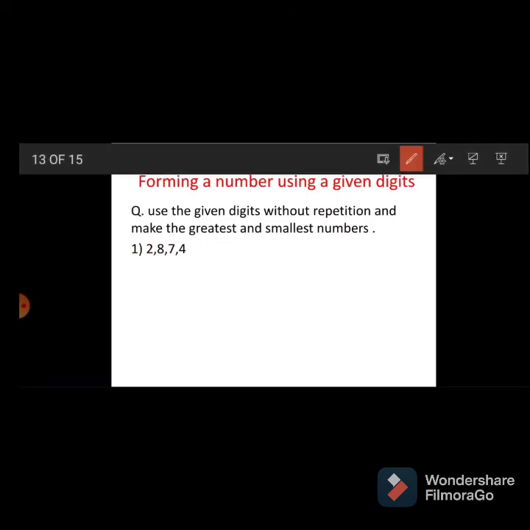See what question is given here? Using the given digits without repetition, means any digit we do not have to repeat, make the greatest and smallest number. See which digits are given here? 2, 8, 7 and 4. Four digits are given here, and we have to make the greatest and smallest number without repetition, means we have to make a 4-digit number only.